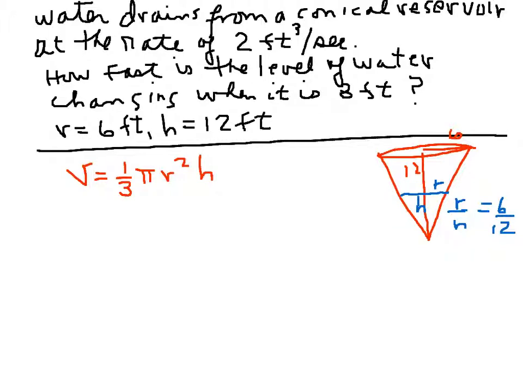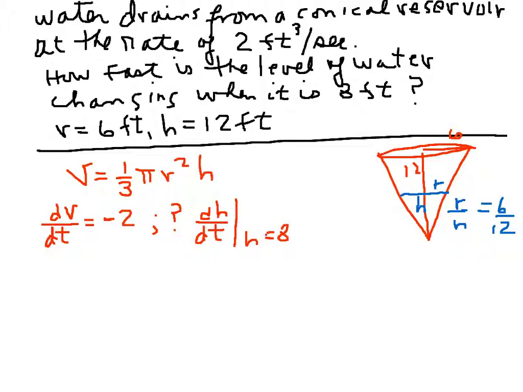Here's the information that we're told. Water is draining at 2 cubic feet per second. What that means is dV/dt is 2. But not 2, that would mean that it's increasing. Since it's draining, it's minus 2. And what is the question? Well, we're looking for dh/dt at the instant when h is equal to 8.